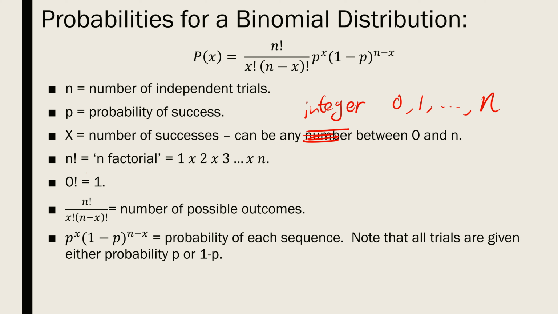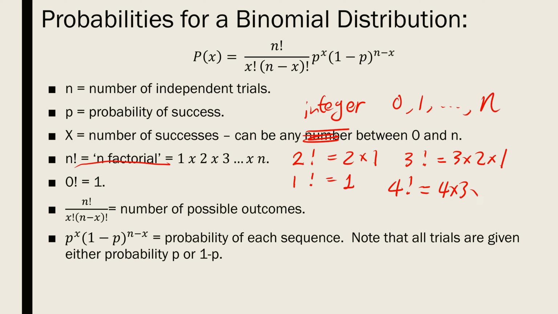This is called n factorial. I'll give you a few examples. 2 factorial equals 2 times 1. 1 factorial equals 1. 3 factorial equals 3 times 2 times 1. 4 factorial equals 4 times 3 times 2 times 1, and so on. A special case is the factorial of 0. It is defined as 1.